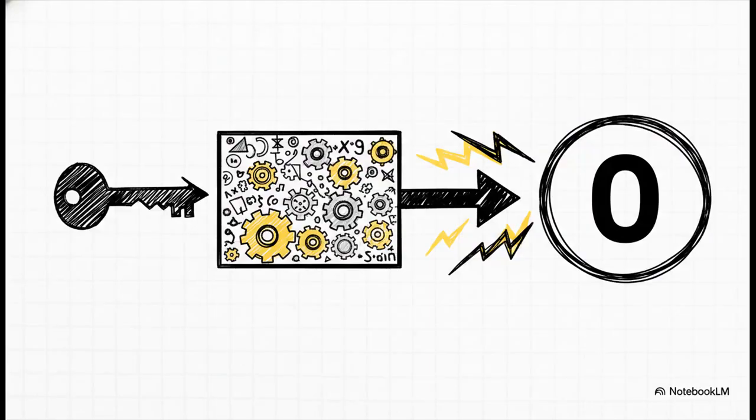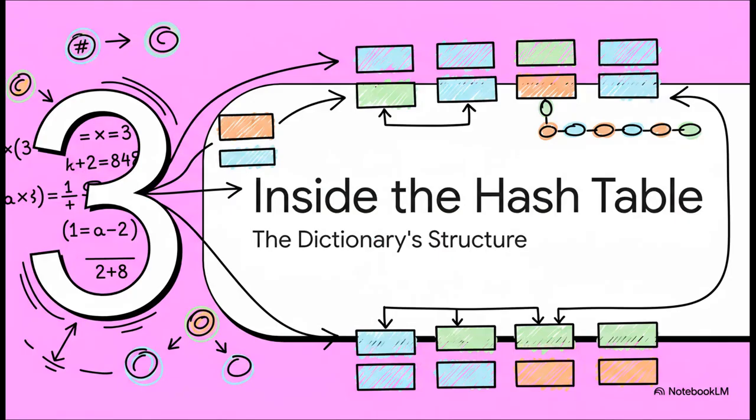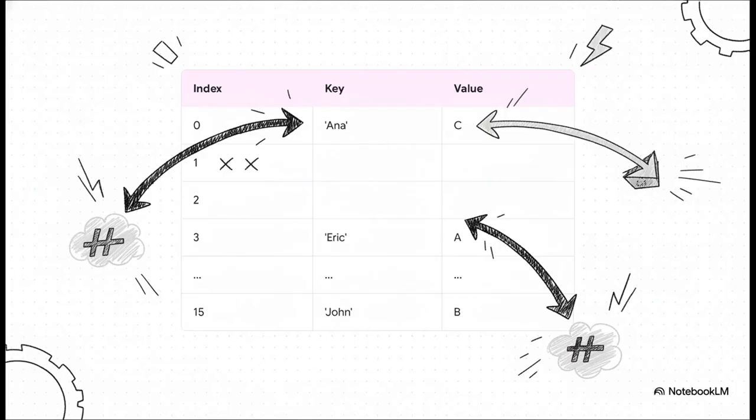That number, or hash value, tells the dictionary the exact location, the index, or the slot, where it can find the value you're looking for. It's not a search, it's a direct calculation. The string Anna goes in, and boom, the number 0 comes out, pretty much instantly. And that index points to a specific slot in an internal structure, which we usually call a hash table. Here's what that looks like.